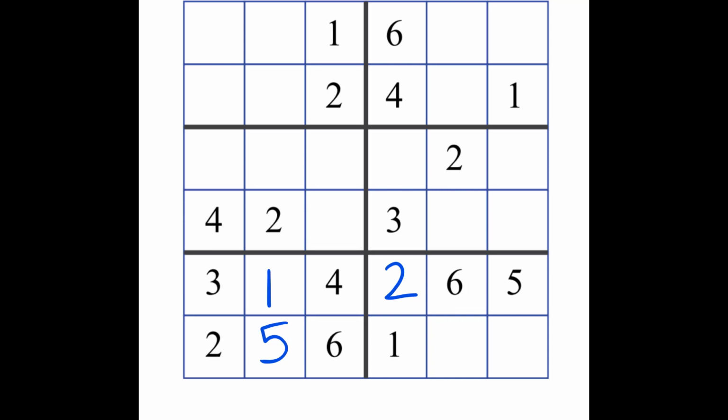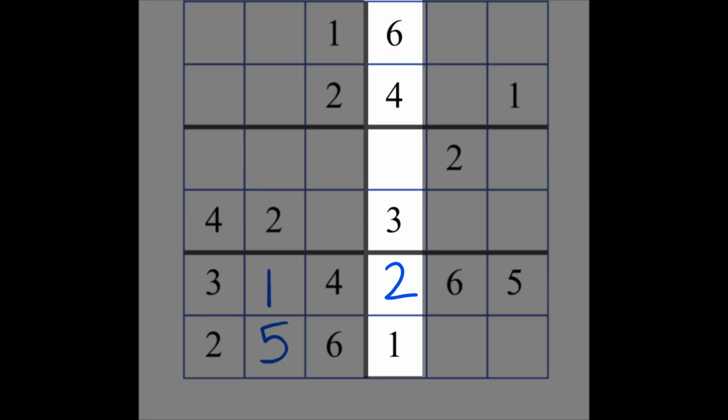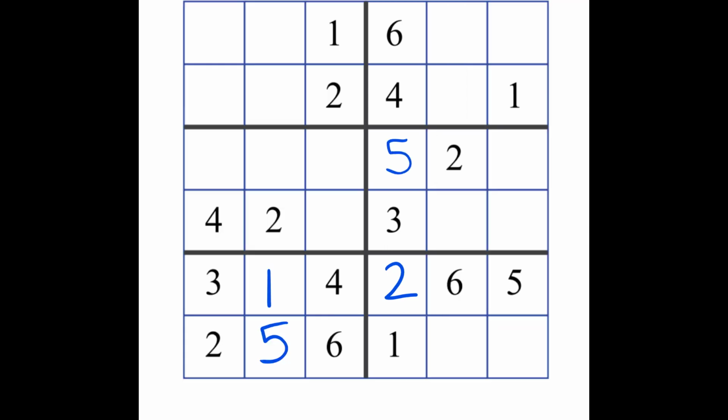Now I can see that's created only 1 gap in this column going up here. And I can see I've got 1, 2, 3, I've got 4, no 5 and a 6. So that must be a 5. Okay, so filling in gaps will lead you to eliminate other possibilities elsewhere.